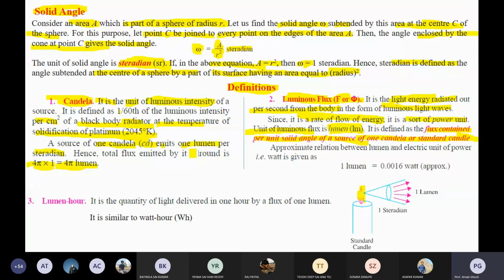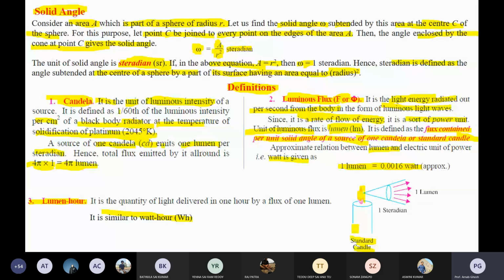The lumen hour. So the lumen is per unit rate, in seconds. If it is over 1 hour, how much lumen is passing over 1 hour, that will be your lumen hour, like your watt hour energy calculation. Watt hour is a unit of energy. So it is a quantity of light delivered in 1 hour by a flux of 1 lumen. That is your lumen hour unit.